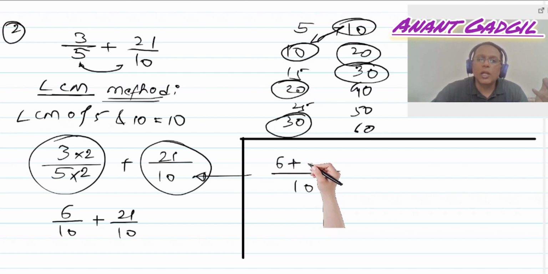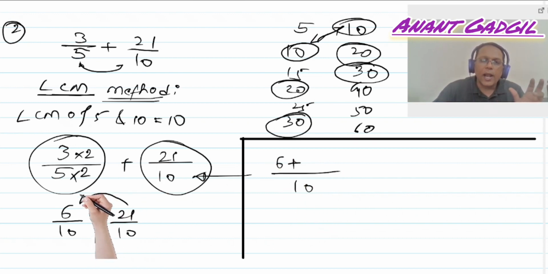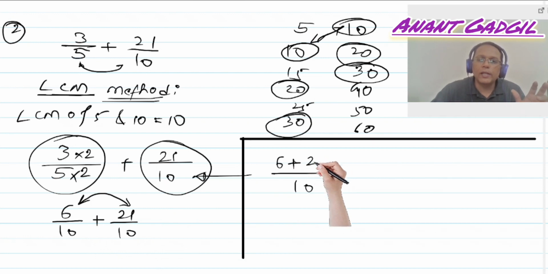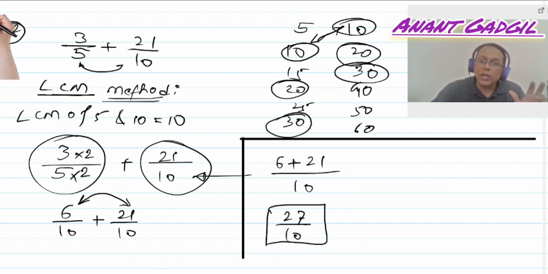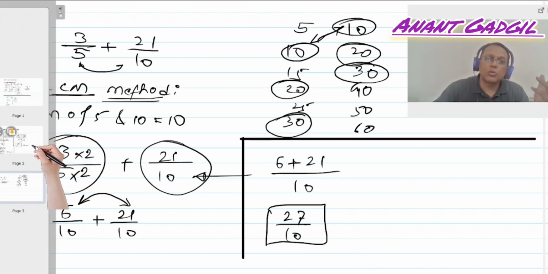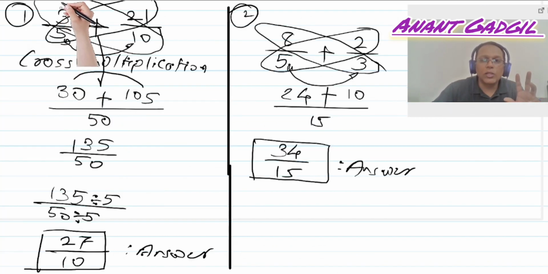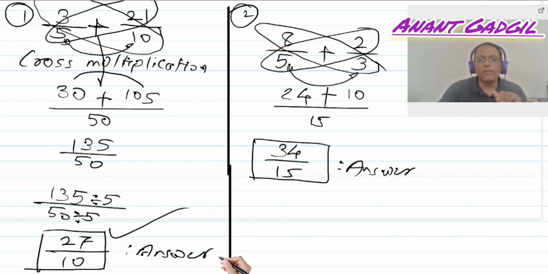You just keep the denominator as it is and just solve the numerator. 6 plus 21 is 27 by 10. See students, by the earlier method also our answer was the same. You can just check it. See, it was also 27 by 10.